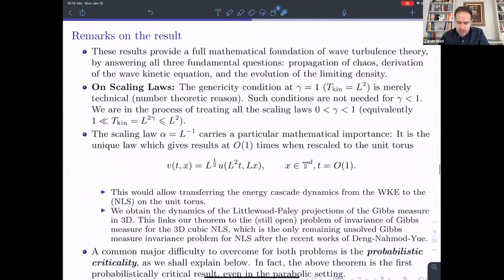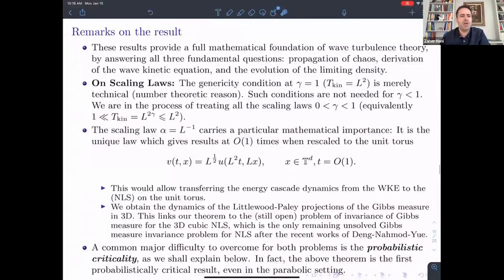So some remarks on the results. Of course, this provides a full mathematical foundation of wave turbulence theory, by answering all the three fundamental questions, which are propagation of chaos, derivation of the wave kinetic equation, and the evolution of the limiting density. I would like still to make another remark about the scaling laws.